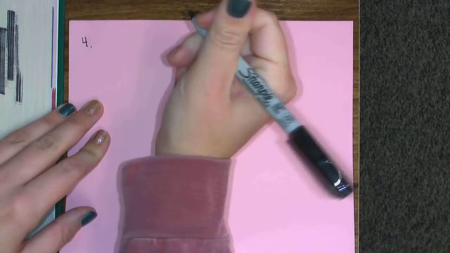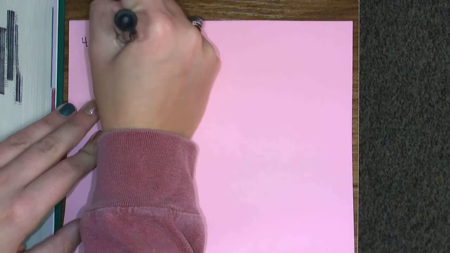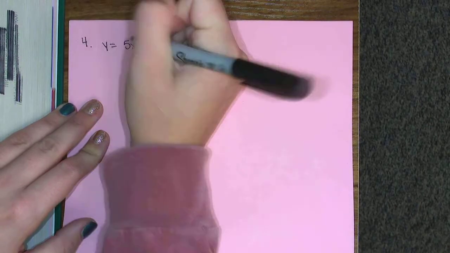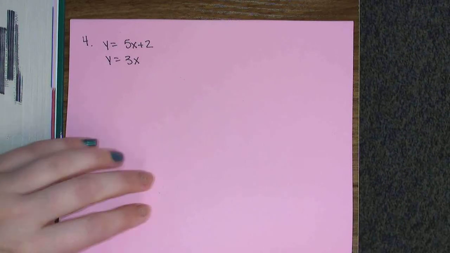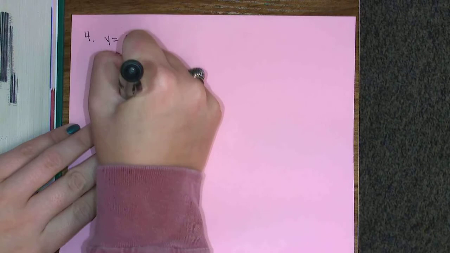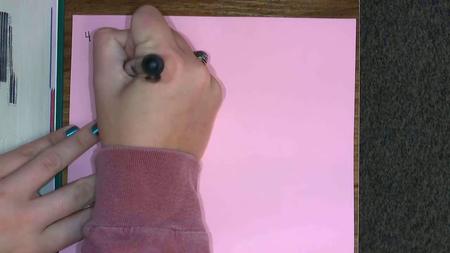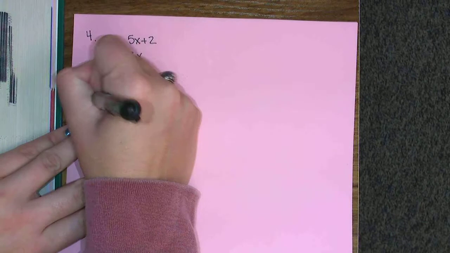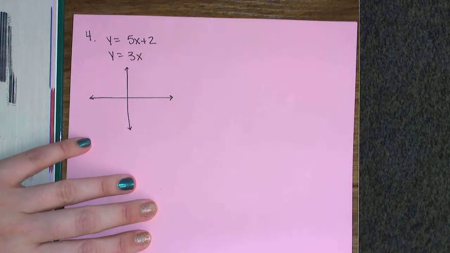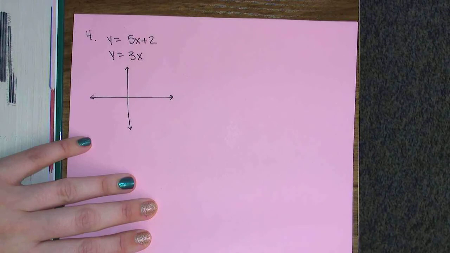So we have y is equal to 5x plus 2, and y is equal to 3x. It might be easier if you have graph paper to use it. I'm just going to try to be really, really careful with my graph here, because we're graphing the two lines and finding the point of intersection if there is one.